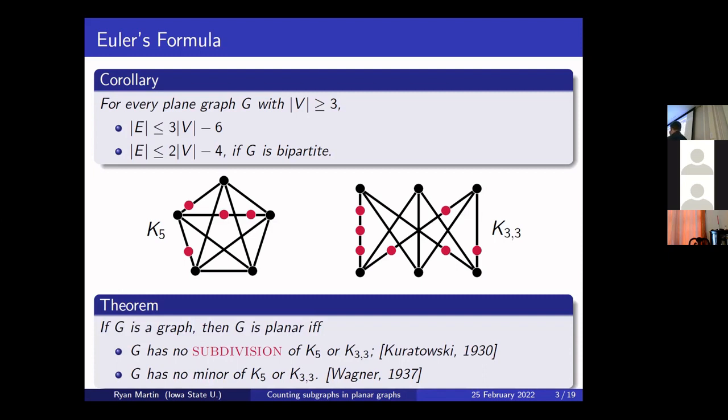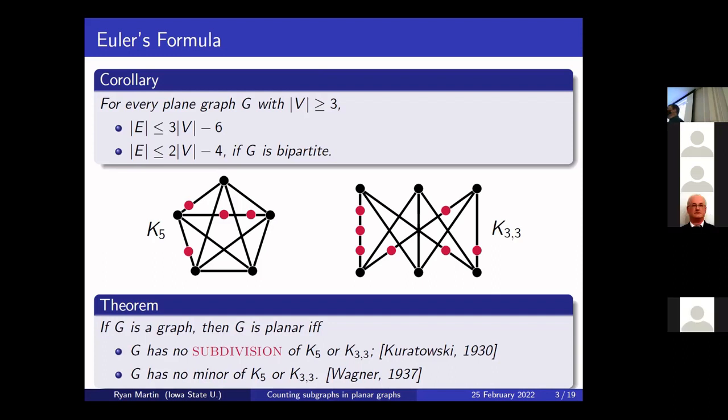And of course, the famous result of Kuratowski and Wagner. Kuratowski: G has no subdivision of K5 or K33 if and only if the graph is planar. And it has no minor of a K5 or K33 if and only if it's planar. And we usually think about subdivisions. I think that's, for me, the easiest thing to think about. But your mileage may vary if you actually know any topology, which I do not.